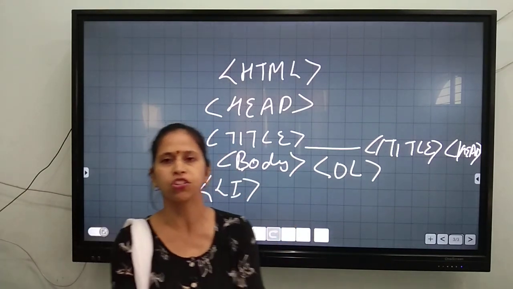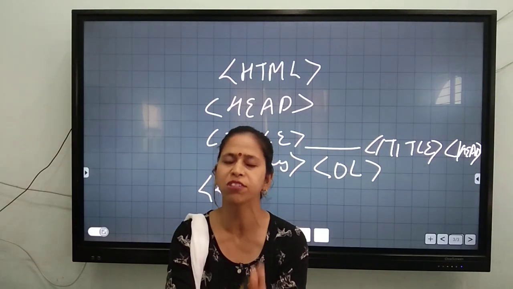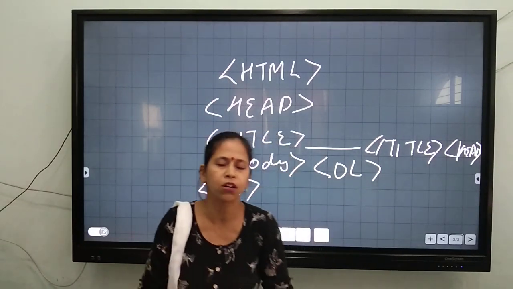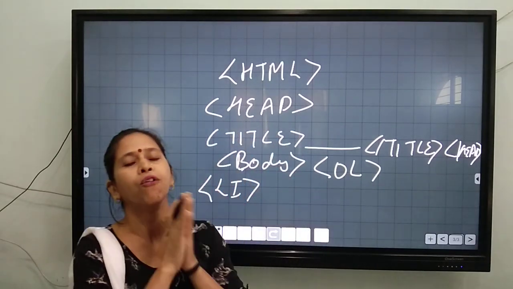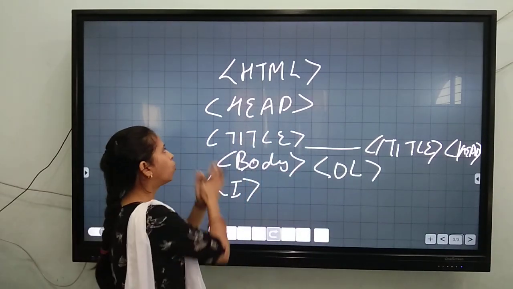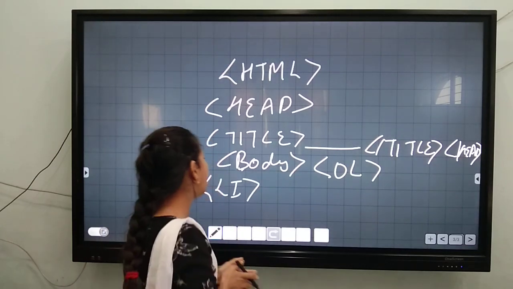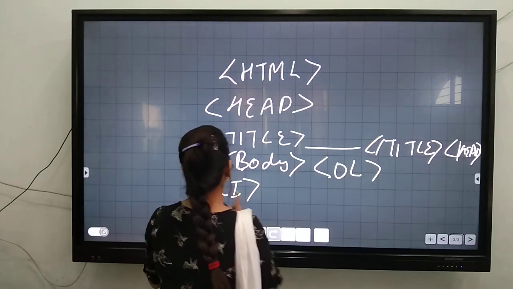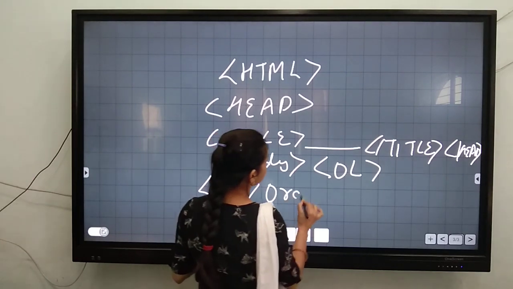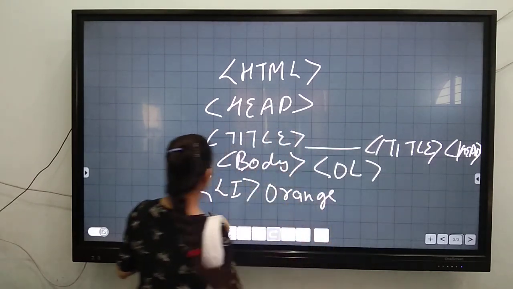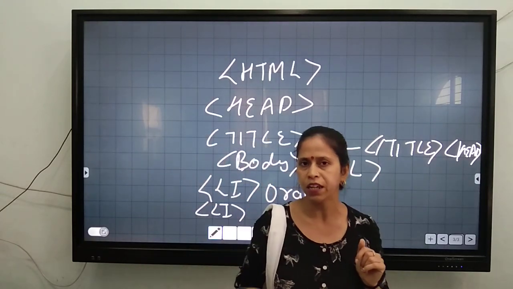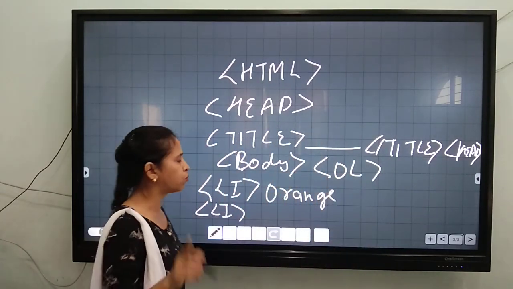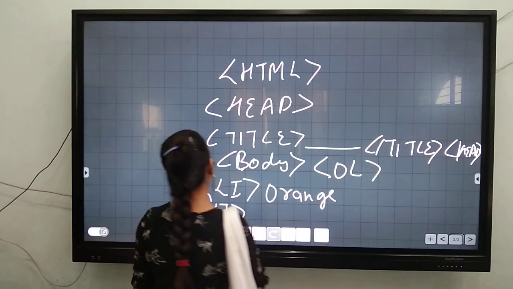Suppose the question is to print the 5 fruits names. Again I am repeating, the question is to write a program in HTML to print the 5 fruits names. So for that we are going to make one proper tag system. In the li, I put the first, orange, and li is an empty tag, need not be closed. As I told you in my first lecture, this is the difference between container and empty.